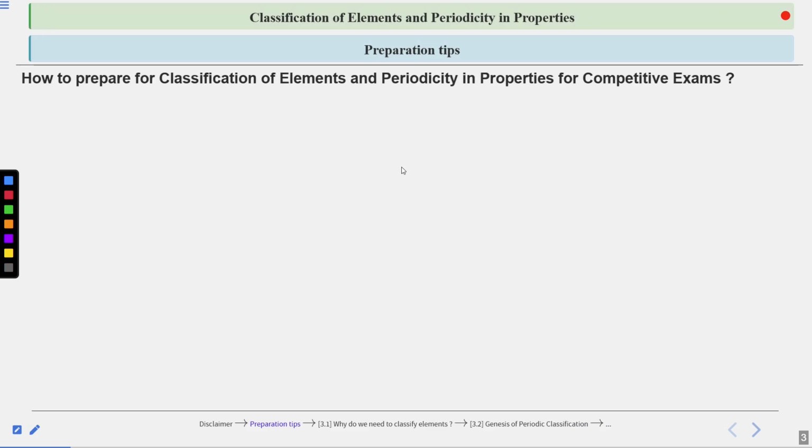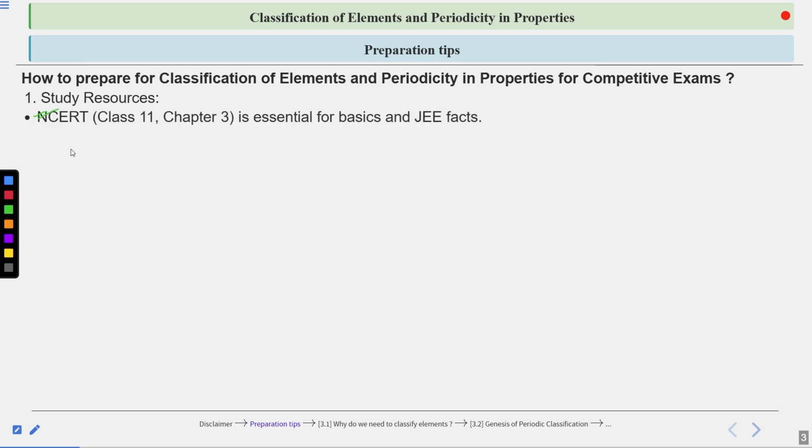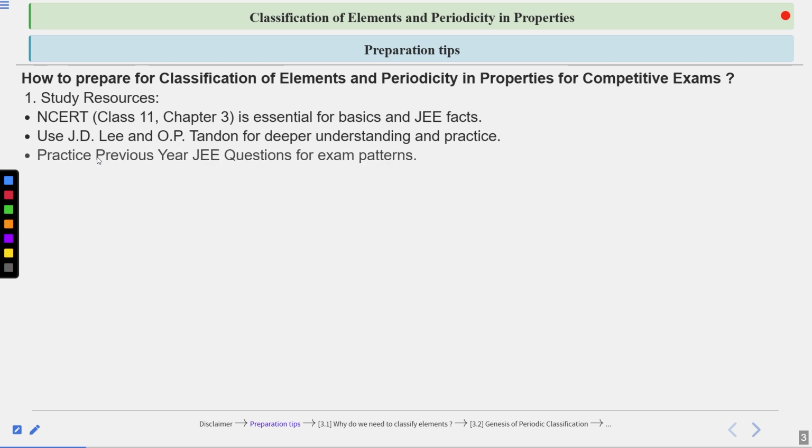So, for the preparation of this chapter, you should first look at the NCERT. Then, for the case of exceptions, you can look for understanding in J.D. Lee and O.P. Tandon. After that, try to practice as many questions as possible for different competitive exams.